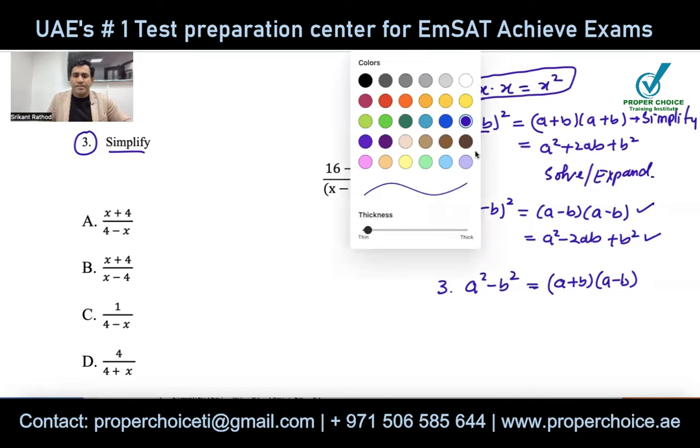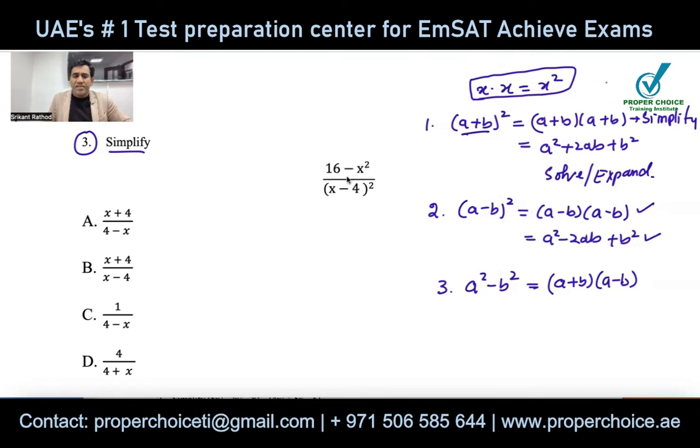So let's use them. The question asks us to simplify 16 minus x square by x minus 4 whole square. When they say simplify, there is no need of expanding. But if you look at the denominator, as per the second identity, it is something minus something whole square, but the numerator is not at all in the form of an identity. What should I do?